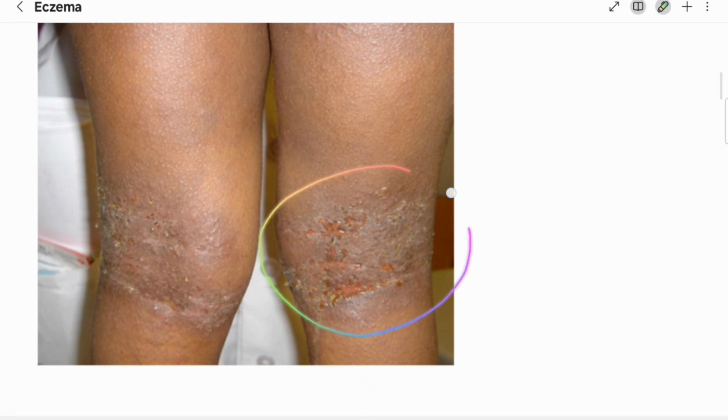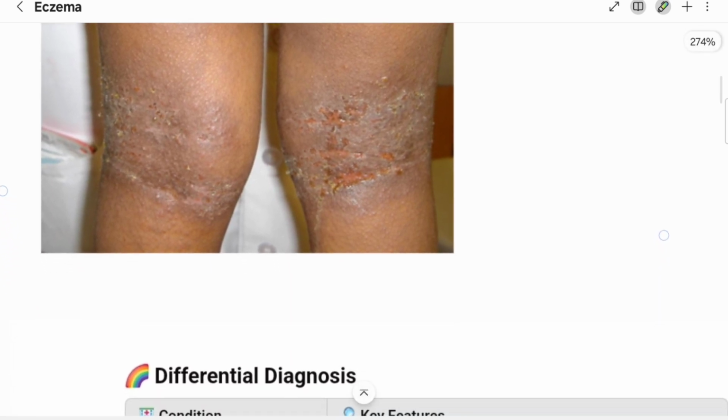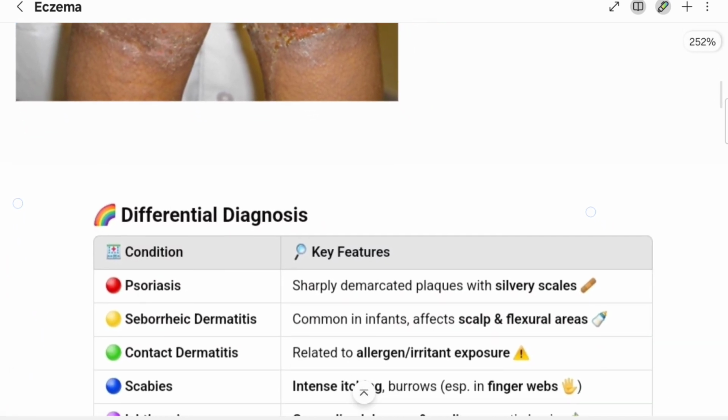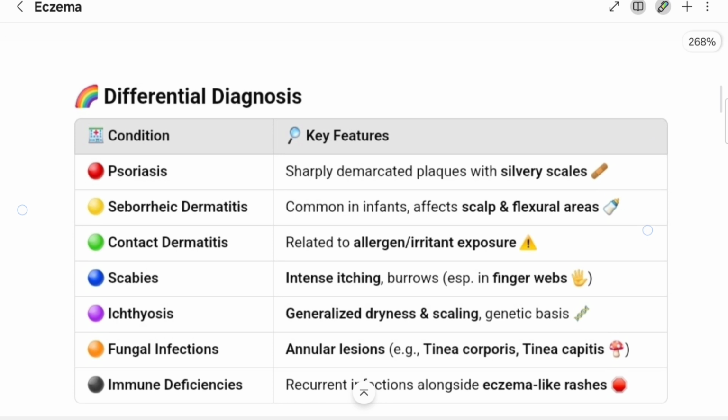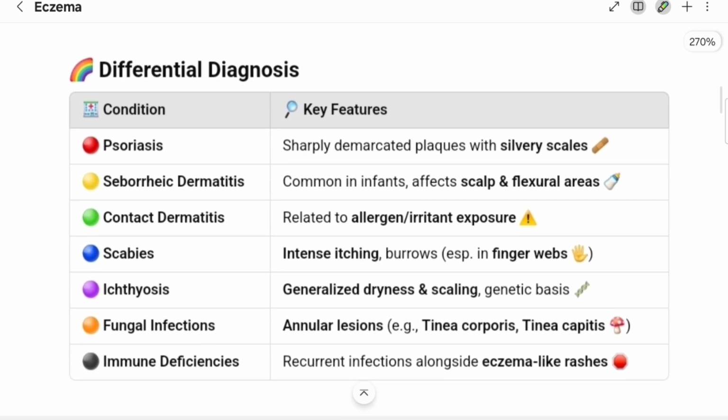We have seen these pictures earlier. This is a case of atopic dermatitis. It can come as a spot diagnosis in our exam. Now come to the differential diagnosis. What can be the other possibilities? The differential diagnosis include psoriasis, seborrheic dermatitis, contact dermatitis, scabies, ichthyosis, fungal infections, immune deficiencies.